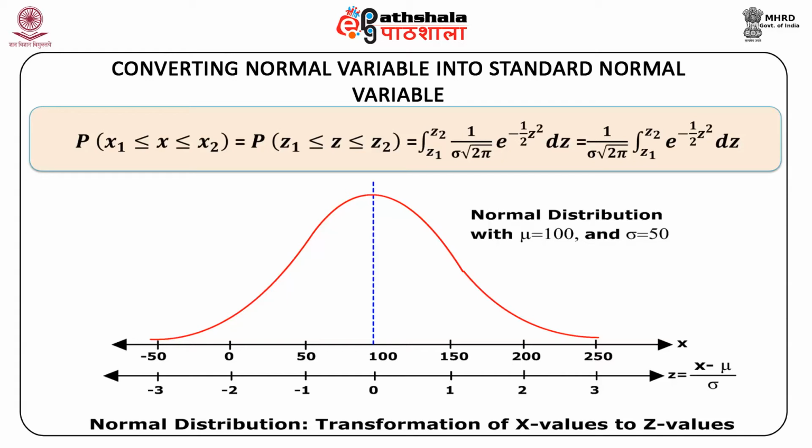In fact, converting the x variable to the z variable, we are changing the scale of measurement on the horizontal axis. Suppose x is normally distributed with mean 100 and standard deviation 50. When x is equal to 100, z is equal to (100 minus 100) divided by 50, which is equal to 0. And when x is equal to 150, z is equal to (150 minus 100) divided by 50, which is equal to 1. And for x equal to 50, z is equal to (50 minus 100) divided by 50, which is equal to minus 1. Similarly, for other x values, we can calculate corresponding z values as shown in the figure.